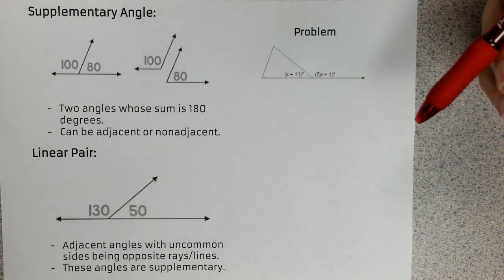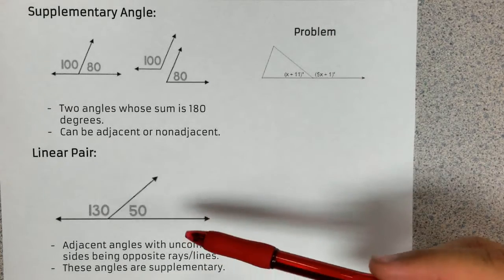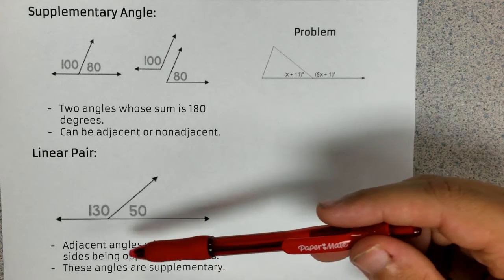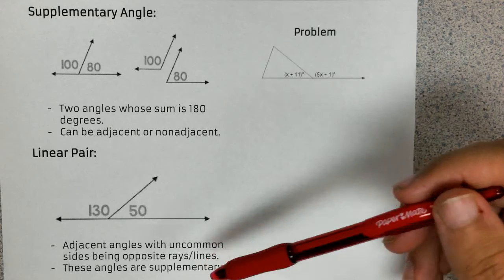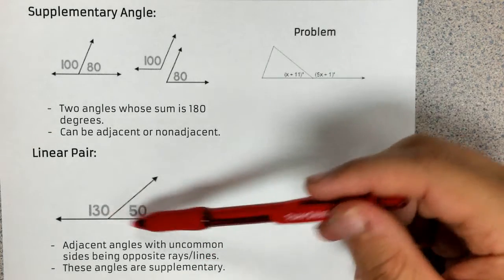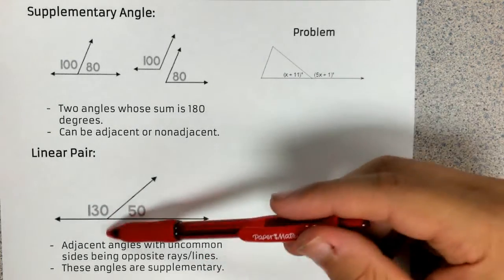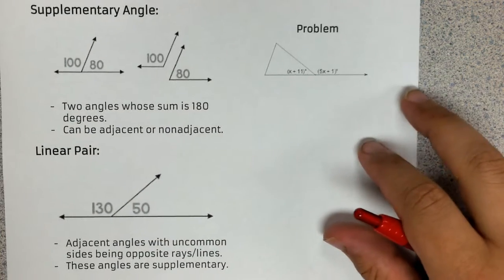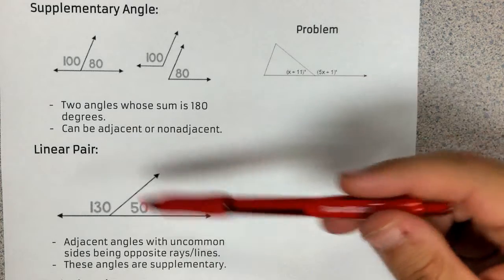If we take a look at a linear pair, a linear pair is just adjacent angles with uncommon sides being opposite rays. So if we look here, these are uncommon sides, so they're different. They're opposite rays of a line, because you could have a line going through to separate these. And these angles are supplementary.